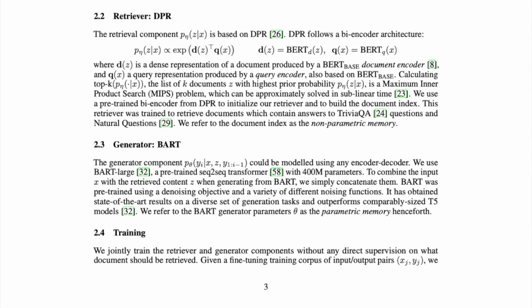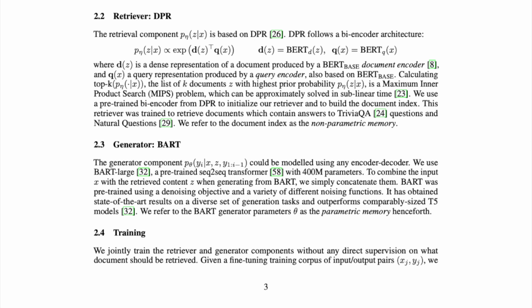Calculating top-k of p_η(·|x), the list of k documents z with highest prior probability p_η(z|x), is a Maximum Inner Product Search (MIPS) problem, which can be approximately solved in sub-linear time. We use a pre-trained bi-encoder from DPR to initialize our retriever and to build the document index. This retriever was trained to retrieve documents which contain answers to TriviaQA questions and Natural Questions. We refer to the document index as the non-parametric memory.